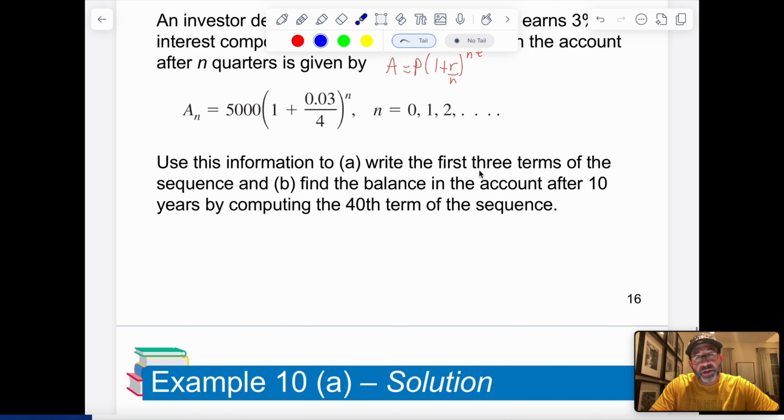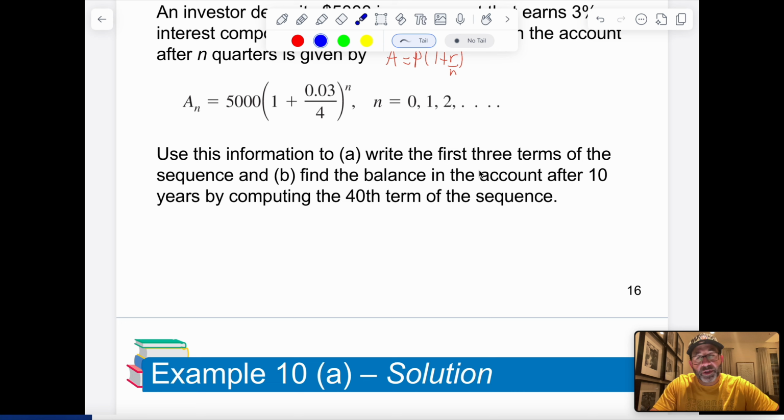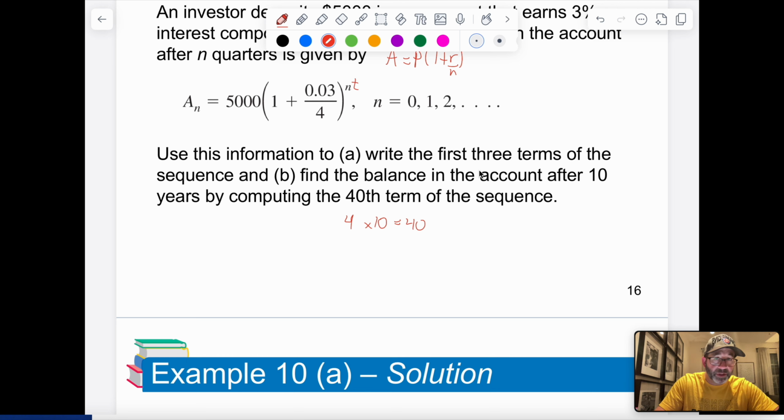So it says to go ahead and list out the first 3 terms in the sequence. So we're going to use 0, 1, and 2. And then we're going to find the balance in the account after 10 years by computing the 40th term. That's because there's 4 quarters in 1 year, and if we're doing it for 10 years, we're going to do it 40 times. That's where that whole n times t would come into place here.